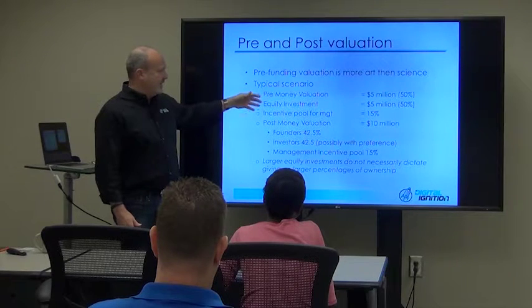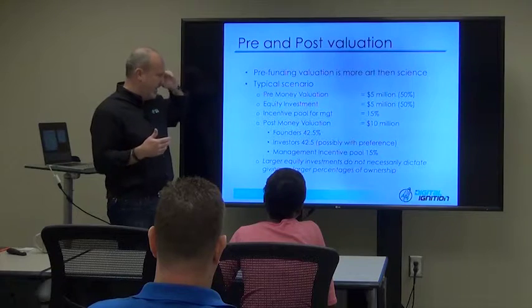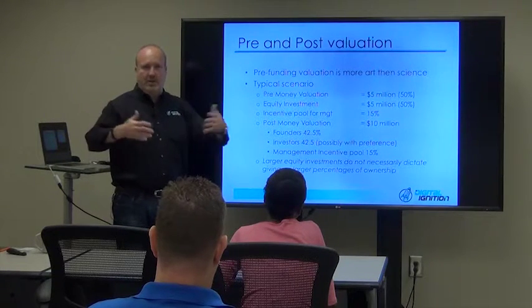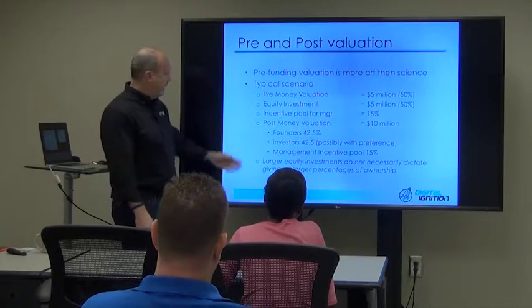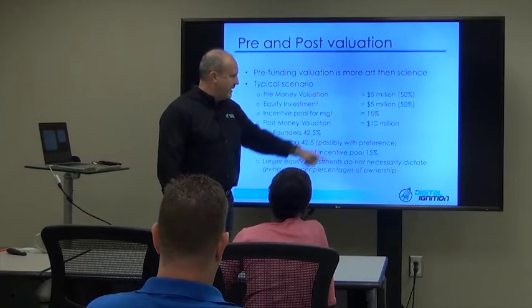And then we have to create this incentive pool. Everybody takes a hit, or sometimes they'll make that come out of the founder's share. So we create this incentive pool. Those tend to run 10 to 20% because we want to be able to give options to employees. And so we have a post money. In this case, we sort of took that out of each founder's share.